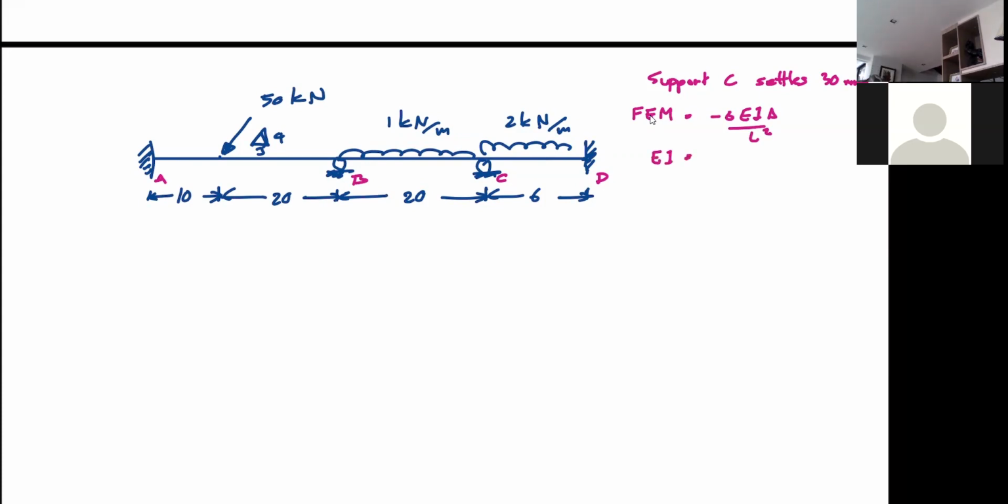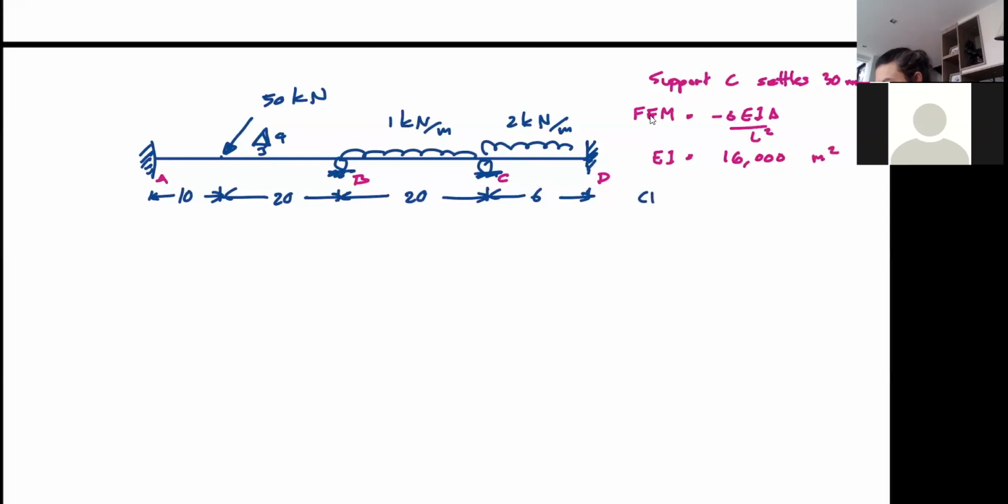It's equal to, what's my rule? 16 meters squared. Okay, so now relative stiffness. Now this is to demonstrate how you can handle the settlement for the moment distribution. So here the first step is the relative stiffness.